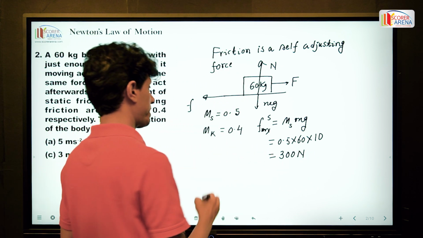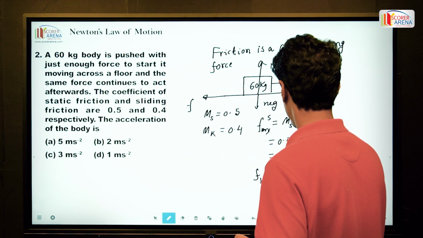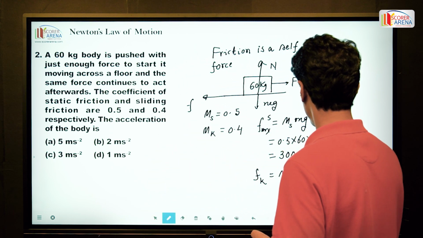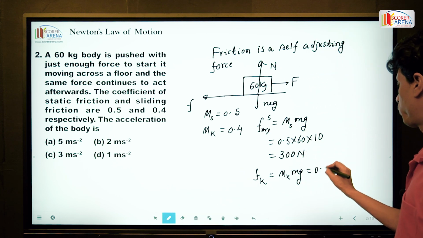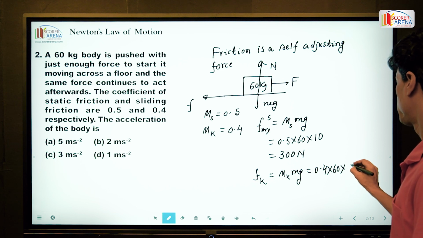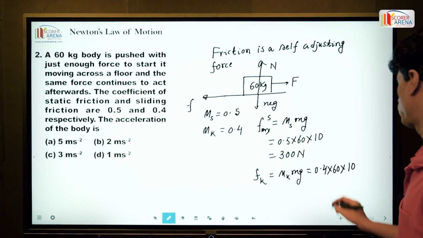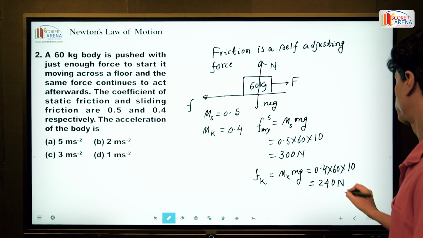And kinetic friction similarly. Kinetic friction is equal to mu k mg, and mu k is equal to 0.4, mass is 60 and g is 10. So therefore it is 240 Newton.